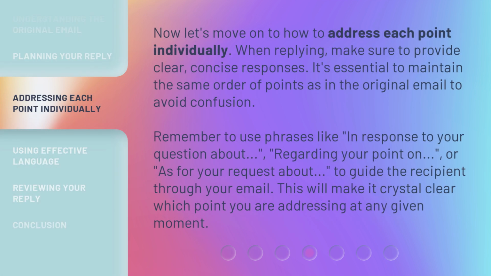Now let's move on to how to address each point individually. When replying, make sure to provide clear, concise responses. It's essential to maintain the same order of points as in the original email to avoid confusion. Remember to use phrases like, in response to your question about, regarding your point on, or, as for your request about, to guide the recipient through your email. This will make it crystal clear which point you are addressing at any given moment.